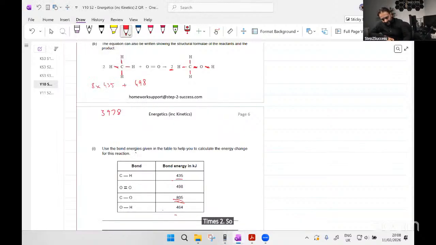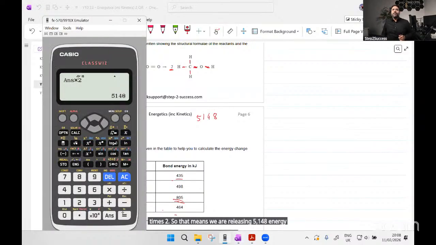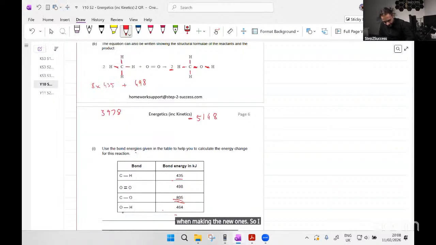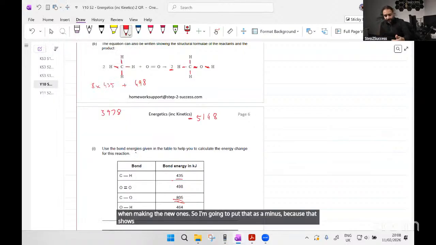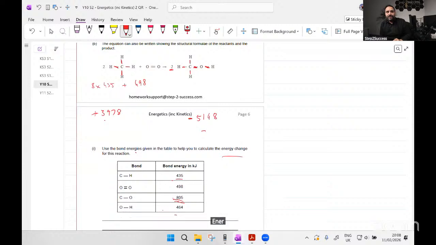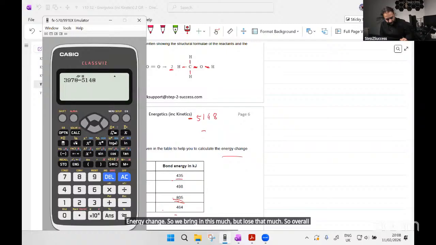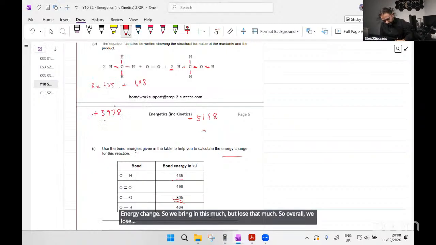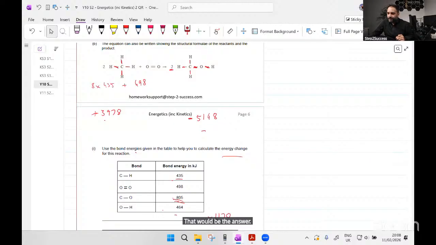So that means we are releasing 5,148 energy when making the new ones. So I'm going to put that as a minus because that shows that we're losing that energy. We're gaining this energy and losing this energy. The difference between these two, so 3,978 minus 5,148, is the overall energy change. So we bring in this much, but lose that much. So overall, we lose 1,170. That would be the answer to that question.